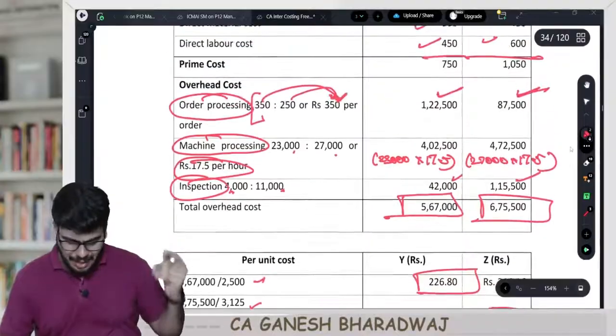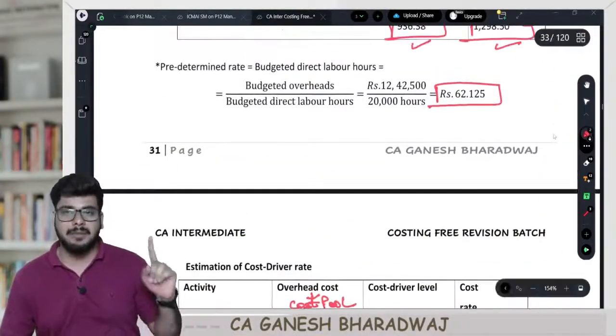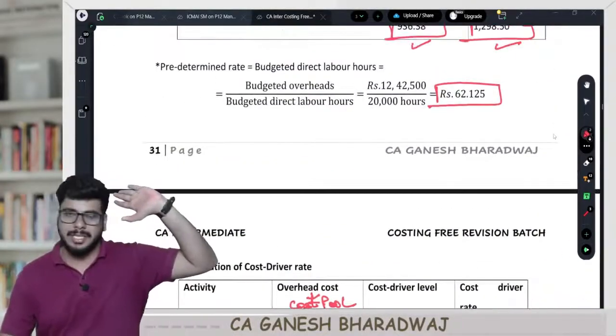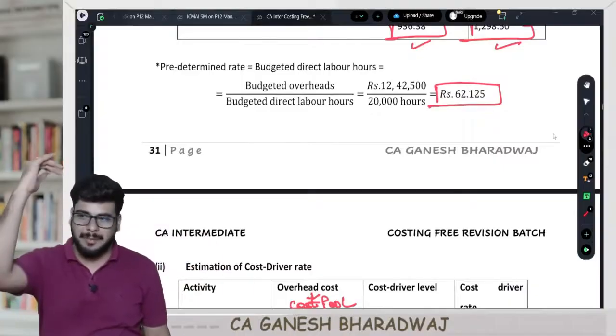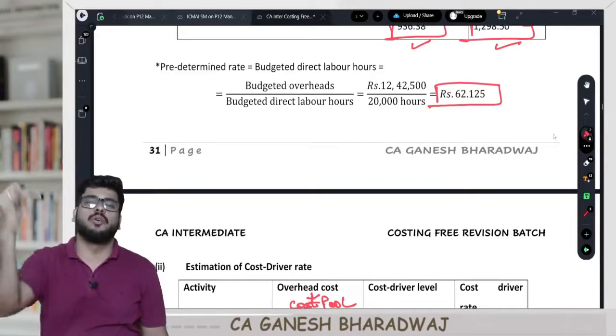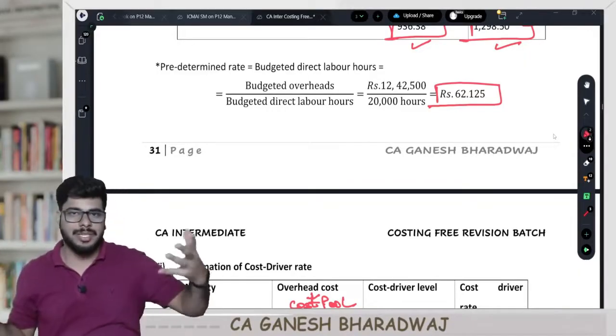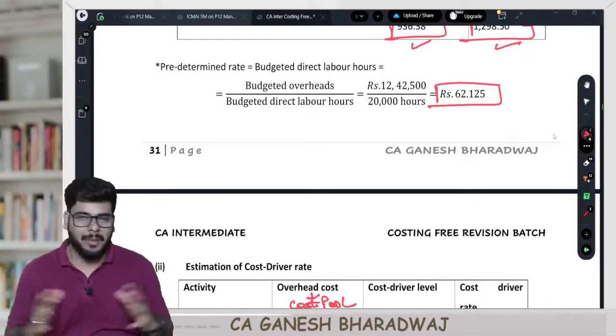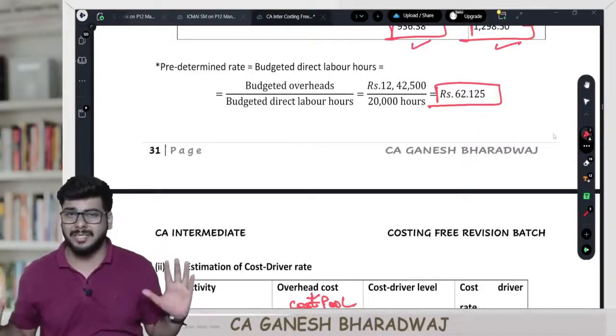And with this, we have also completed this chapter. Remember one thing, there is a two-step process in all your ABC sums. The first step is calculating your cost driver rate. The second one is charging your overheads to the respective products. So the terminologies alone are different, but other than that, everything else is going to be the same.